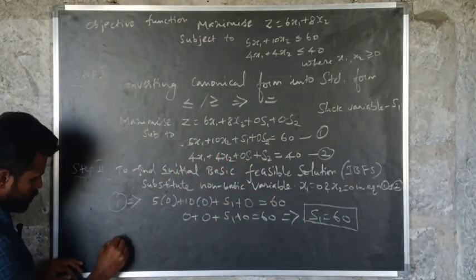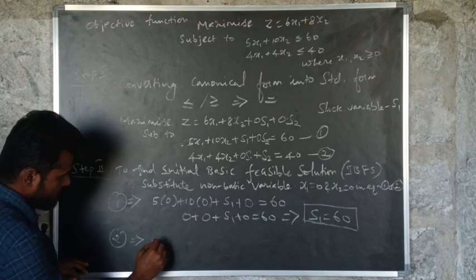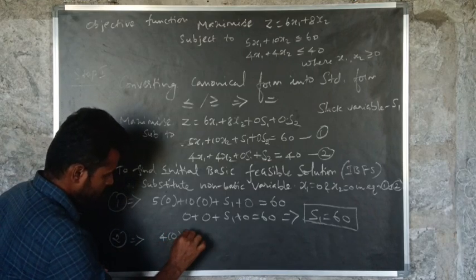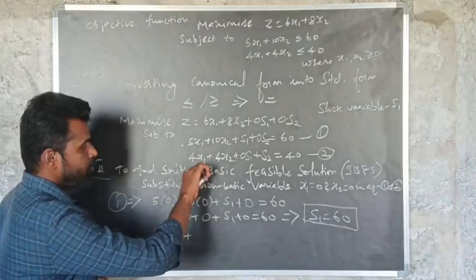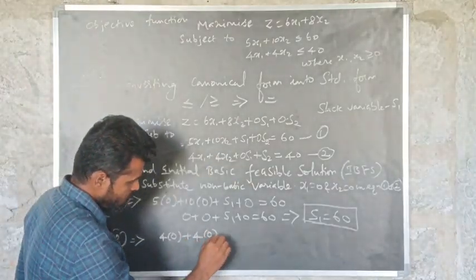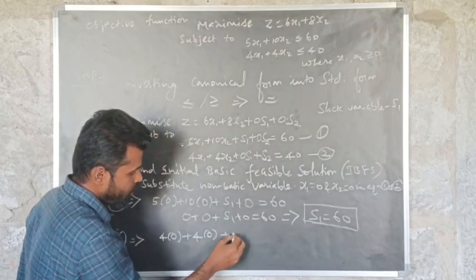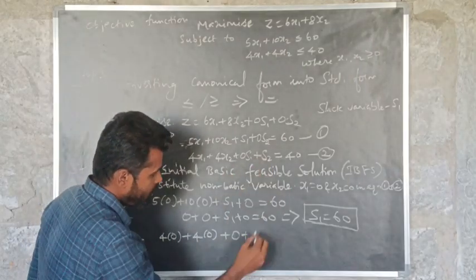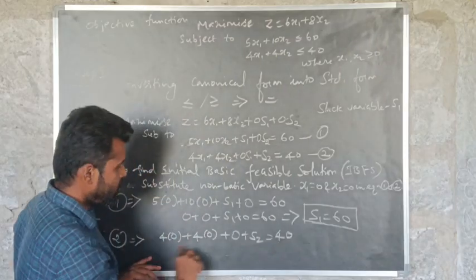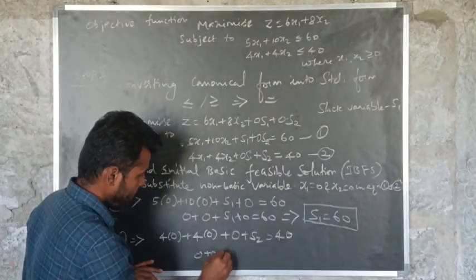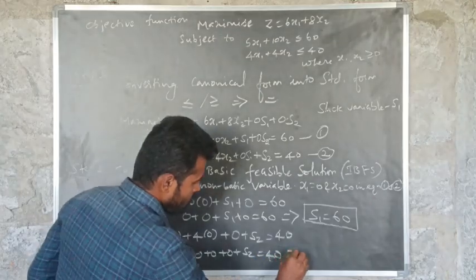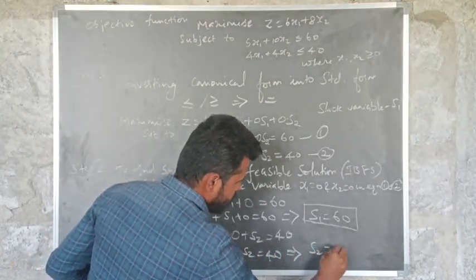Similarly, from equation 2, when you substitute x1 equal to 0 and x2 equal to 0, what will we get? 4 of 0 plus 4 of 0 plus 0 s1, we will keep 0, and s2 equal to 40. So from this, everything is going to be 0. 0 plus 0 plus 0 plus s2 is equal to 40, which means we will get s2 equal to 40.